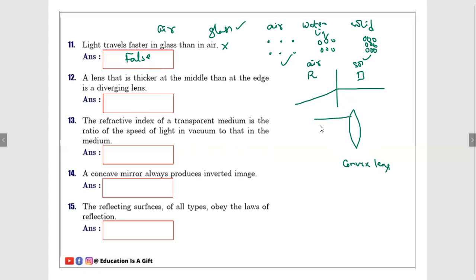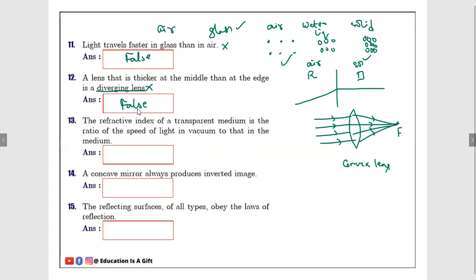Now if light is passing parallel to the principal axis, what will happen? All these light rays will be converged. So this lens is also known as a converging lens. All these light rays will be converged at the focus. Here what they gave is that it is a diverging lens. No, it is not a diverging lens, it is a converging lens. So the answer must be false.